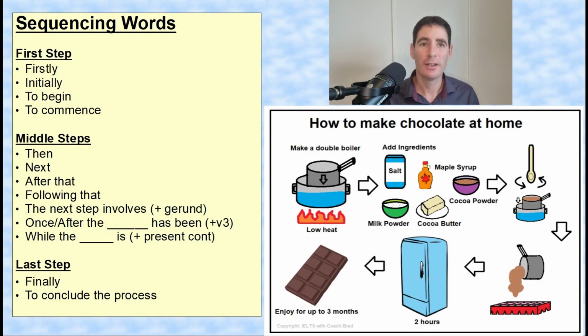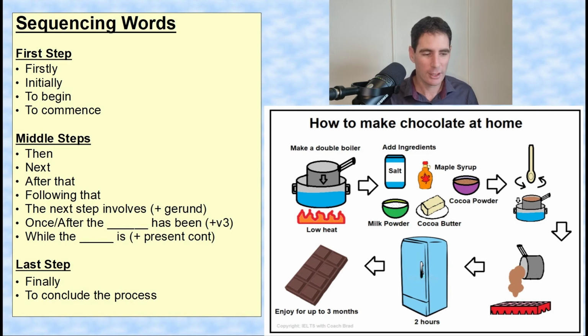Sequencing words. For the first and the last stage, it's very easy. You only need one sequencing word because there is only one first stage and one last stage. It's the stages in the middle that you need to show some variety. Some of the simple sequencing words: then, next, after that. But if you want to get a higher score, you want to use some more challenging vocabulary than that.